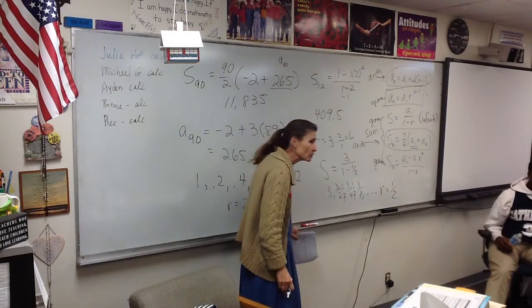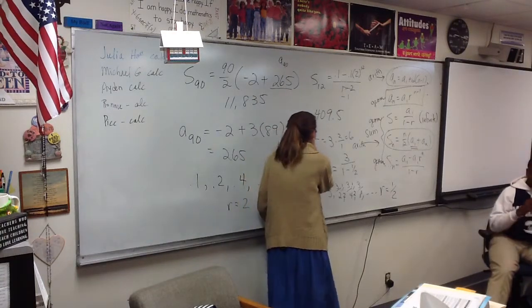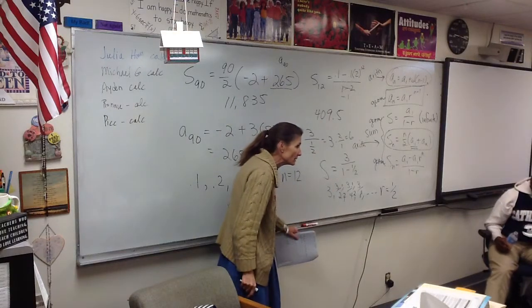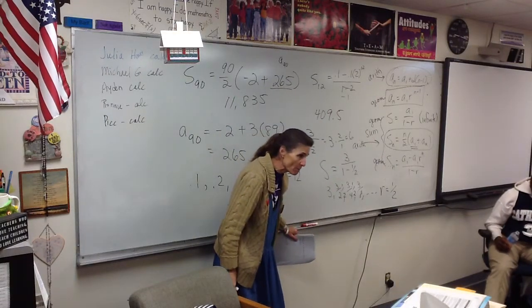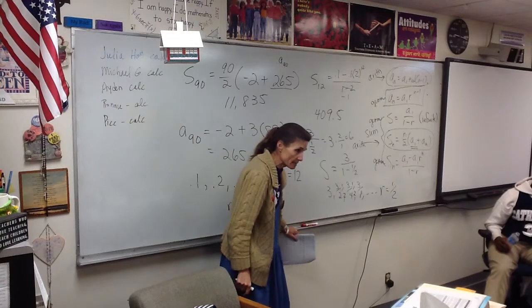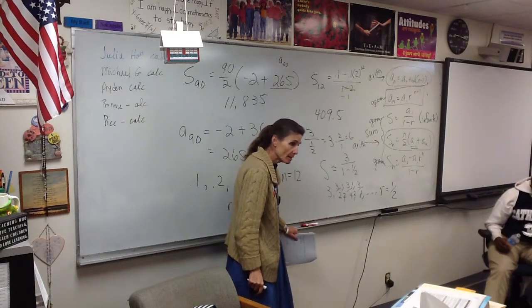You've got a calculator, people. Do 3 divided by 1/2. Do 3 divided by 0.5. And you should get 6. Okay?